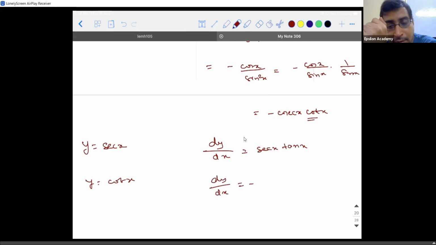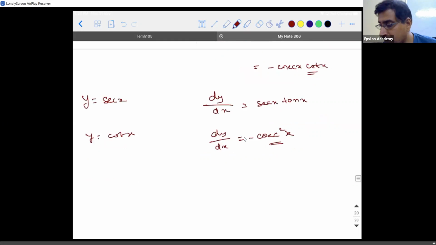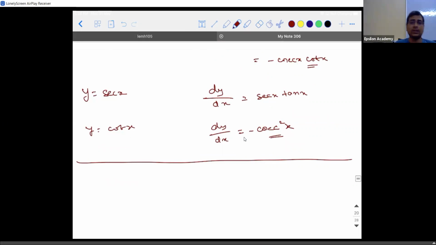Minus cosecant square x. So these are all the formulae that you people are supposed to remember. Understood? So till here, I don't think you have an issue. Like if I give you a combination of all these functions also, you will be able to handle it. I'm damn sure about it.